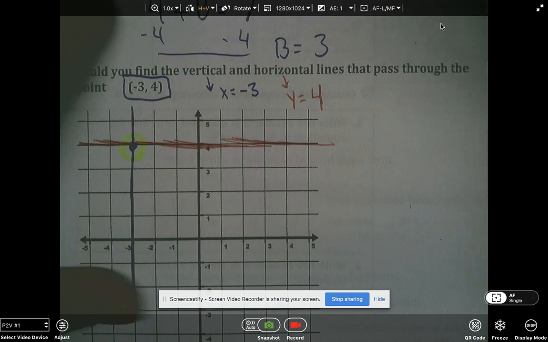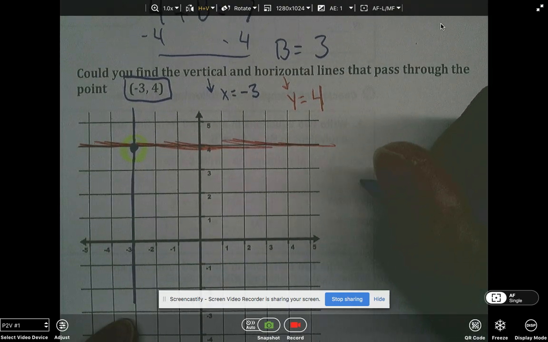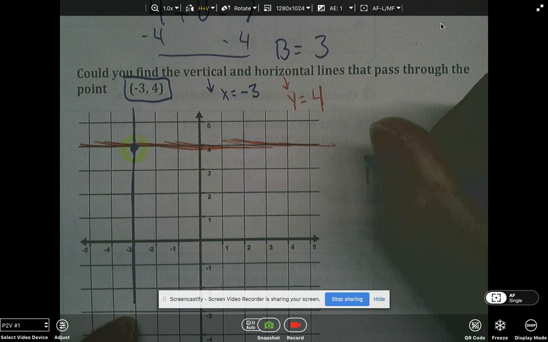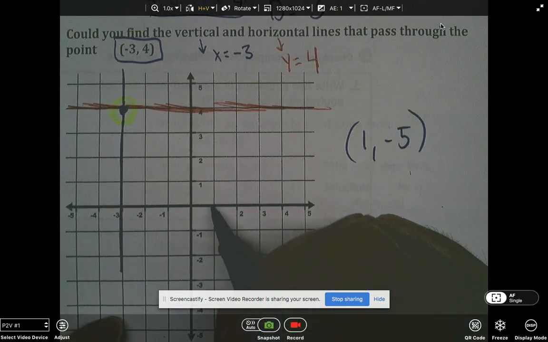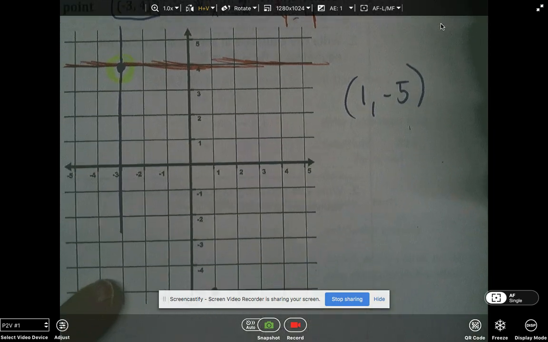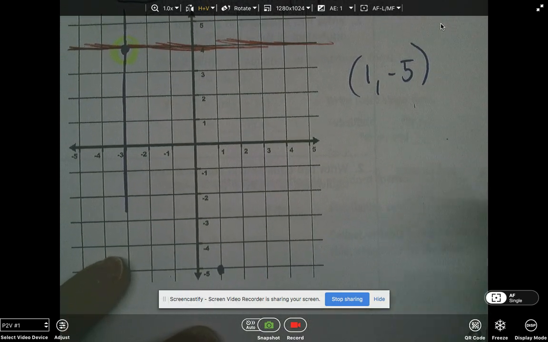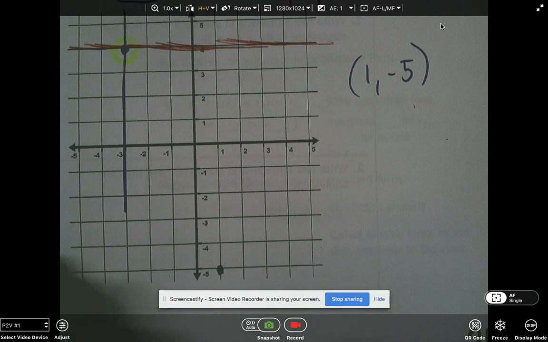So maybe just to end the video, I'll choose the point. Let's try 1, -5. So let's plot that. So we got 1, -5 all the way down here. Okay, so let's end the video. Could you come up with a vertical and horizontal line that passes through 1, -5?